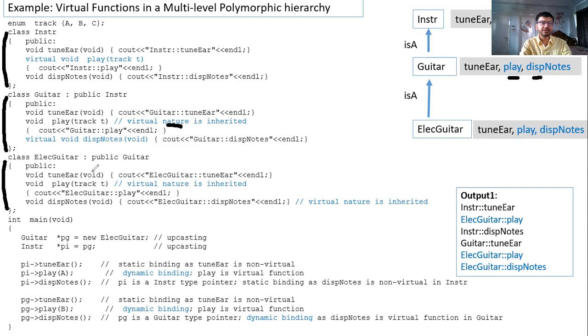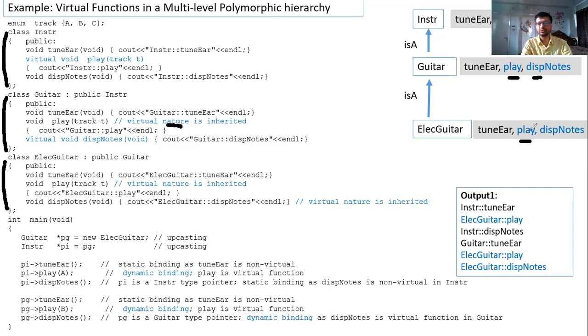Finally, in the electric guitar class, we again have the three functions overridden. Here we have not tagged any of these functions as virtual, but by virtue of inheritance, display was virtual in its immediate base, so now it will be treated as virtual. It will remain the same. We tagged play in the base as virtual, and the virtual nature gets inherited in the immediate derived class and also in this derived class.